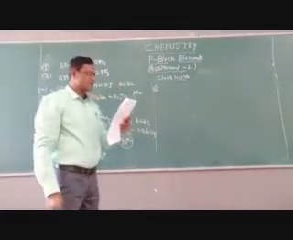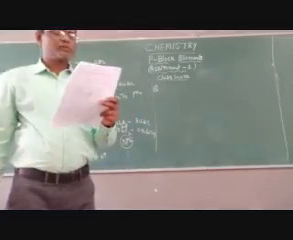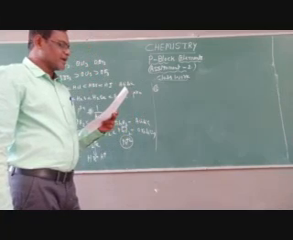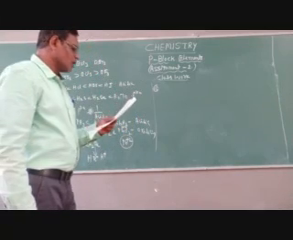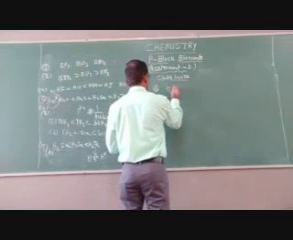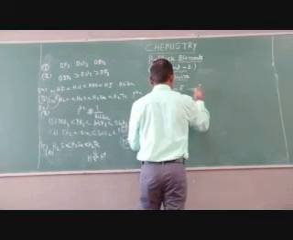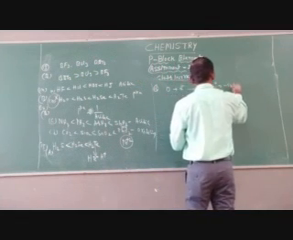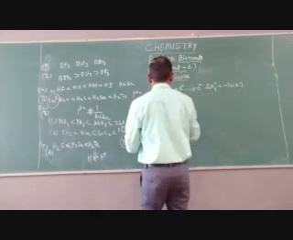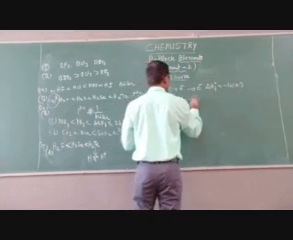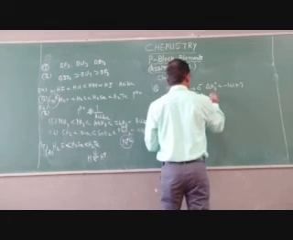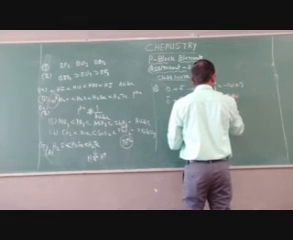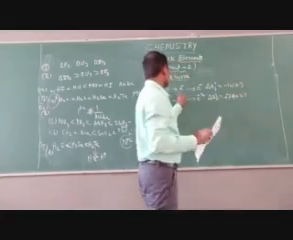Next, 16th. The formation of the oxide ion O2 minus from an oxygen atom requires first an exothermic and then an endothermic step, as shown below. So what is given here? Oxygen plus electron gives rise to O minus. In this case, the standard enthalpy of formation value is minus 141 kilojoules. But whereas in the second step, O minus plus electron gives rise to O2 minus. In this case, the standard enthalpy of formation is given as 780 kilojoules. So in the first reaction, what happened?